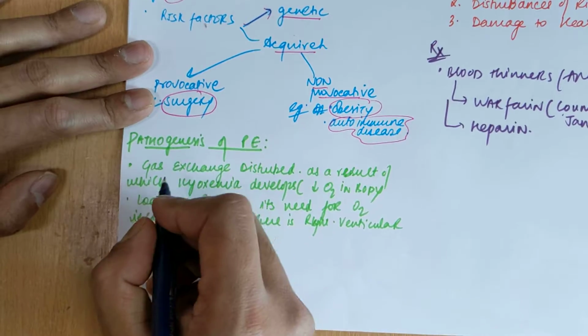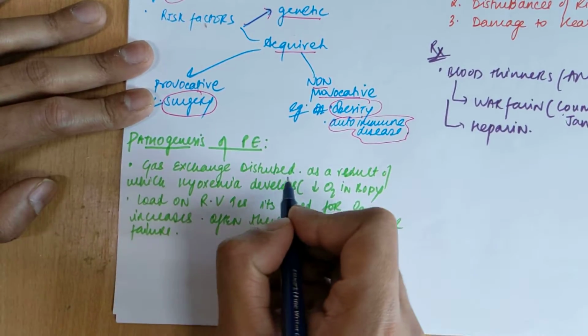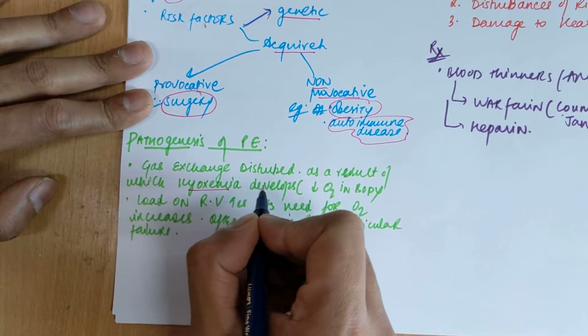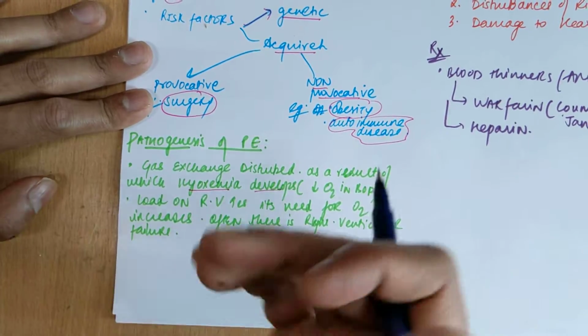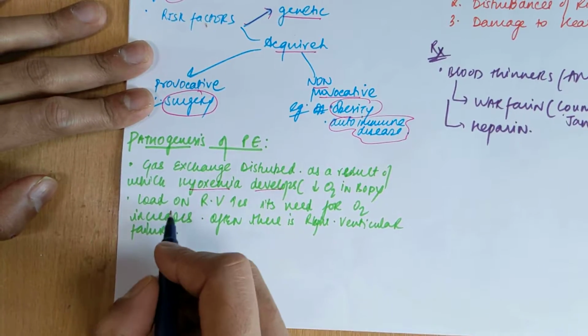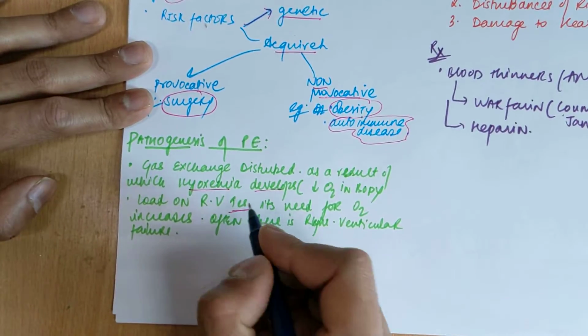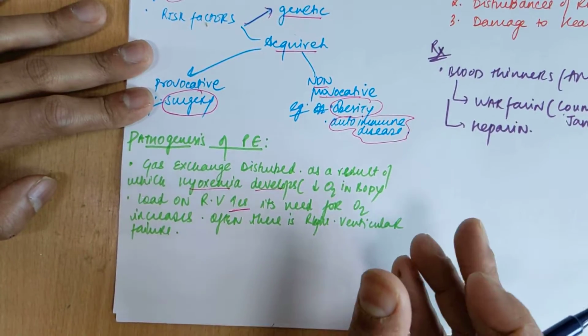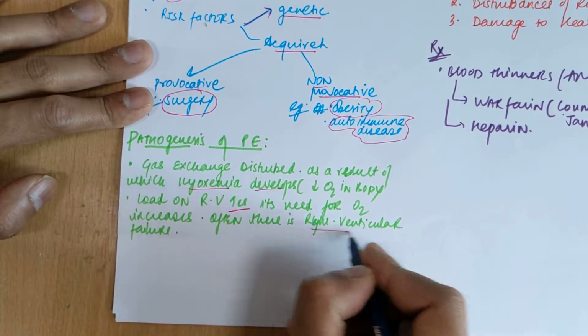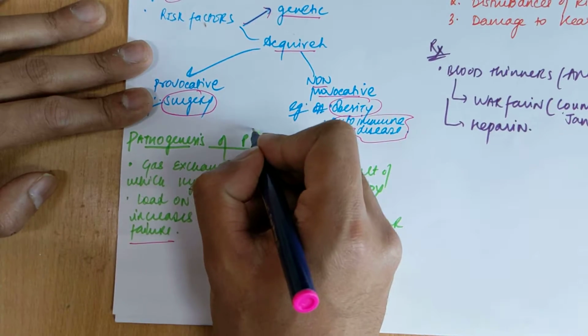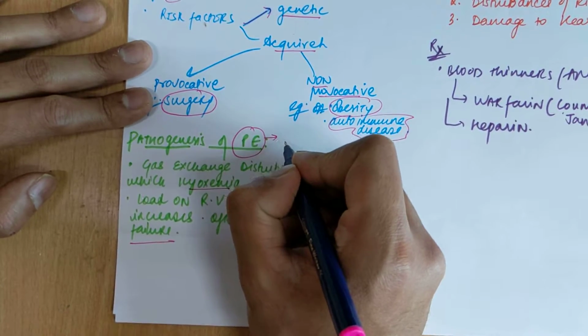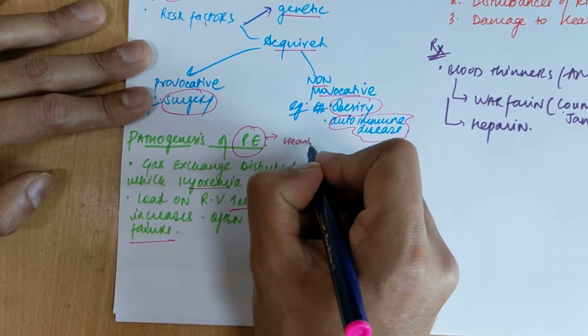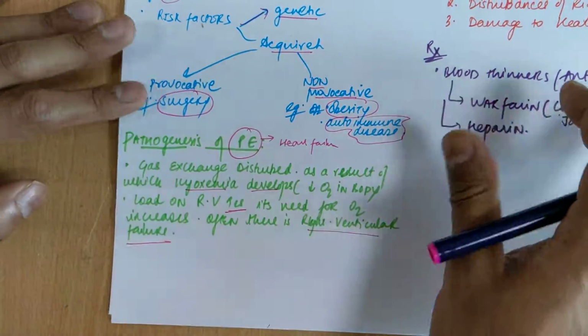Now, the pathogenesis of pulmonary embolism: gas exchange is disturbed, as a result of which hypoxemia develops, a decrease in the oxygen level in the body, and the load on the right ventricle increases because of that, the need for oxygen increases, and often there is right ventricular failure. So pulmonary embolism at last can lead to heart failure also as a complication. Clear? Now, what about prognosis?